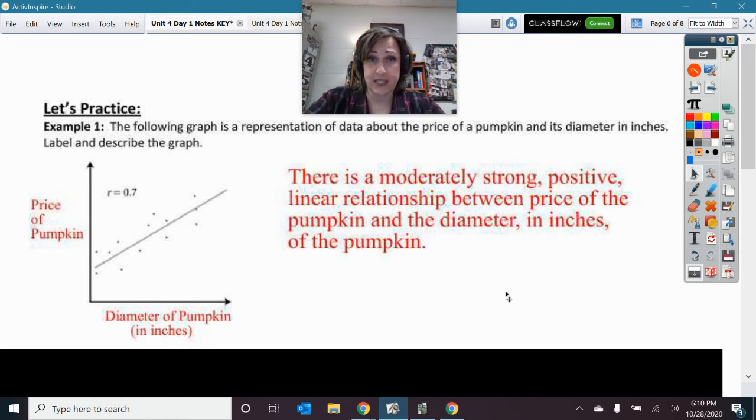Moderately strong, positive, linear relationship between price of pumpkin and its diameter. Now, this is interesting. Actually, no, we'll get into that later, when we get into the coefficient of determination. All right, let's do the next one.